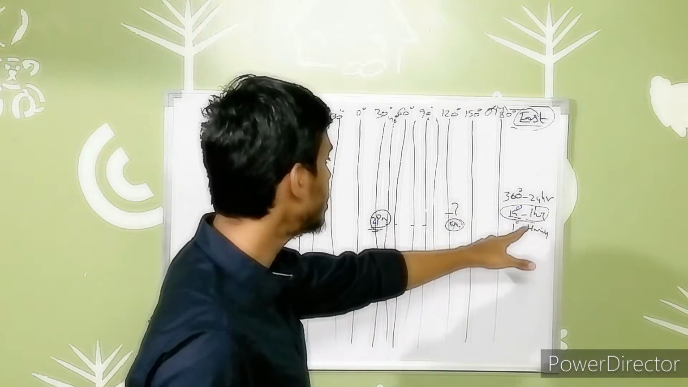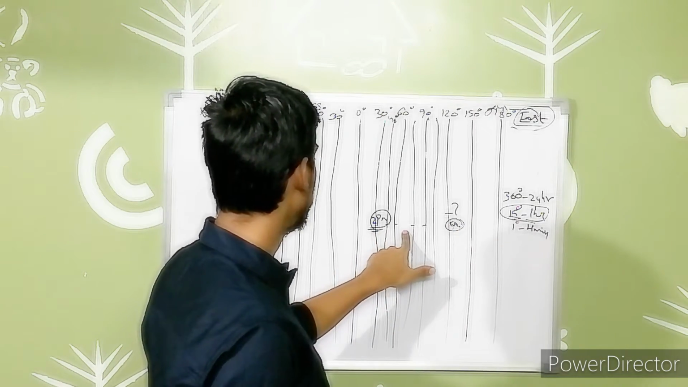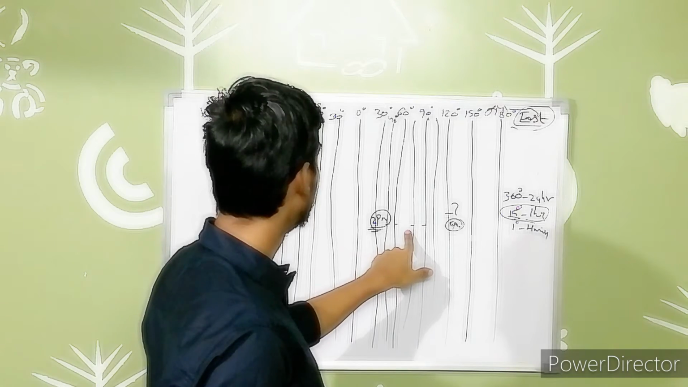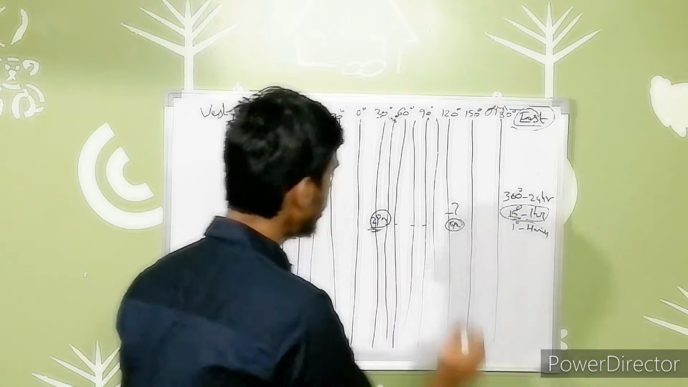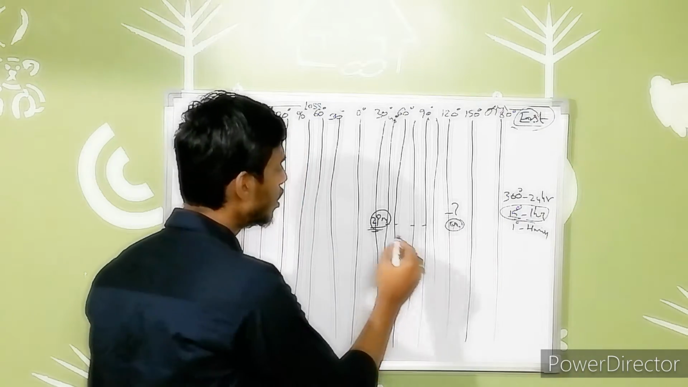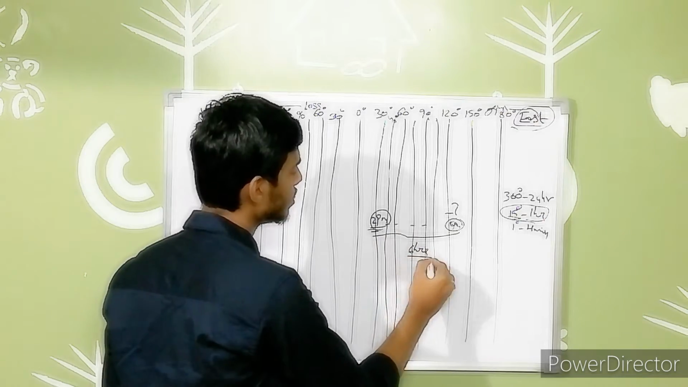For every 15 degrees, 1 hour. That means here 2 p.m., 45, 3, 60, 4, 5, 6, 7, 8. So here the time is 8 p.m. So what is the time difference between these two? 8 minus 2, 6 hours is the time difference.